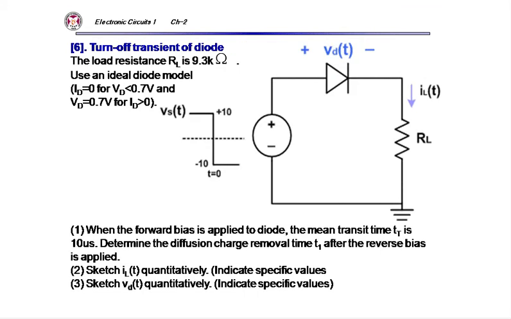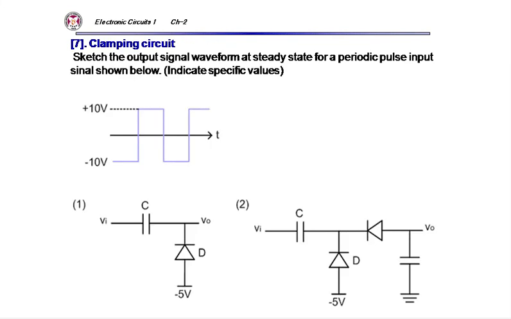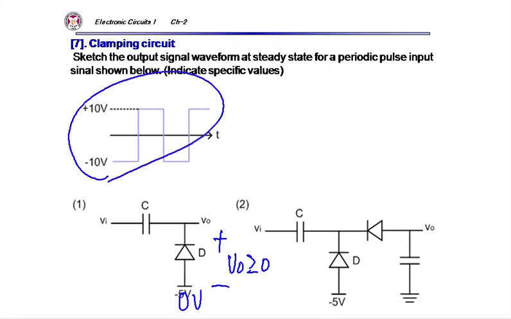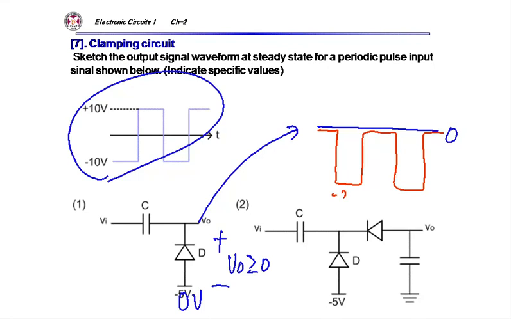This is some transient response. We'll talk about some turn-off transient of the diode. Clamping circuit. In this circuit, if this is 0, this supports only positive voltage. If I apply something like this voltage there, this VO will be clamped at 0, and this voltage will be something like minus 20 and 0. That's what a clamp circuit does. Sometimes it's called a DC restorer.